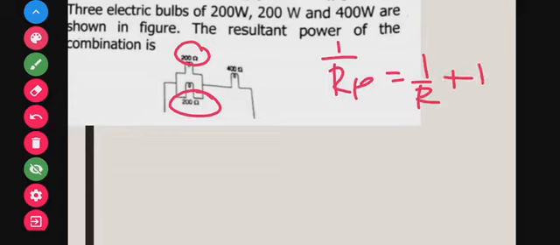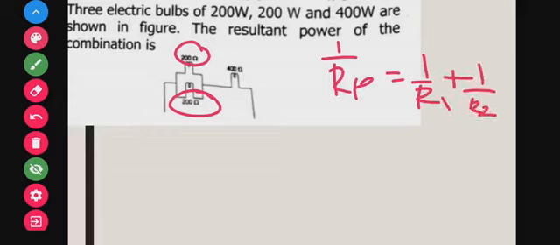They are asking about the resultant power. Okay, so these two powers, fine. Yeah, so these two powers are in parallel combination. Okay, so if resistance is in parallel combination, we have to add by taking the inverse reciprocal.